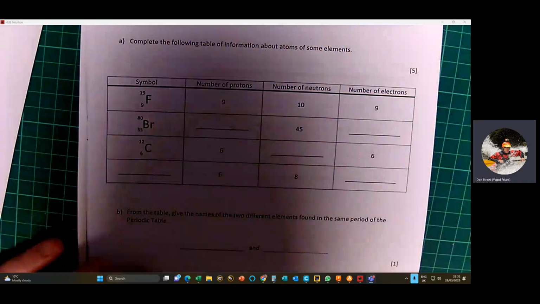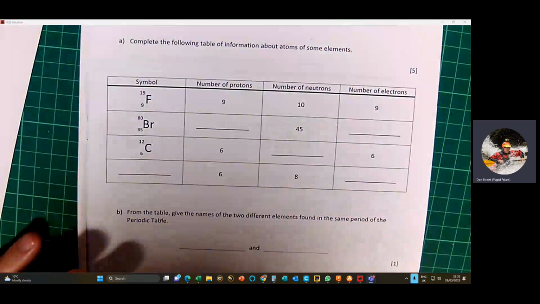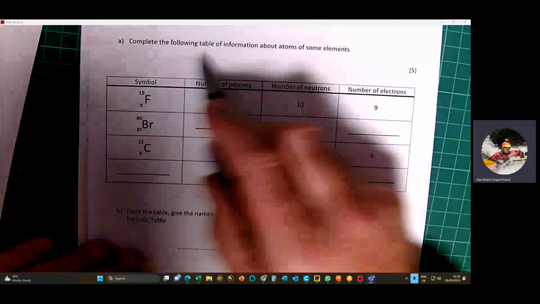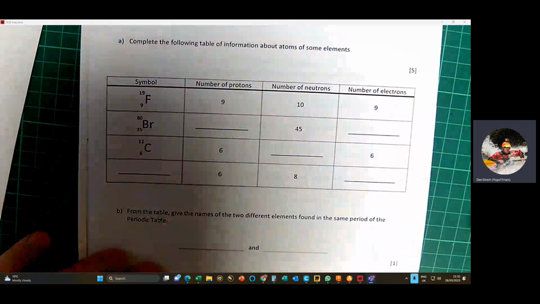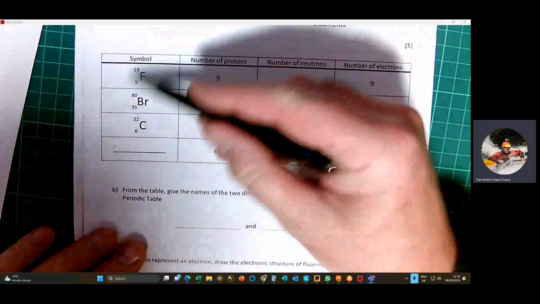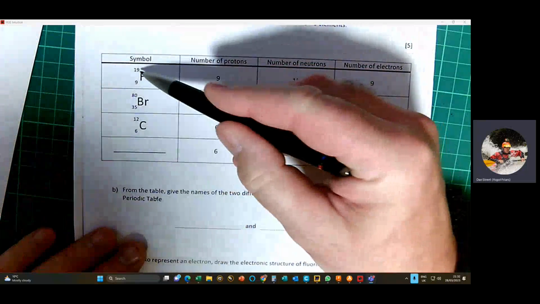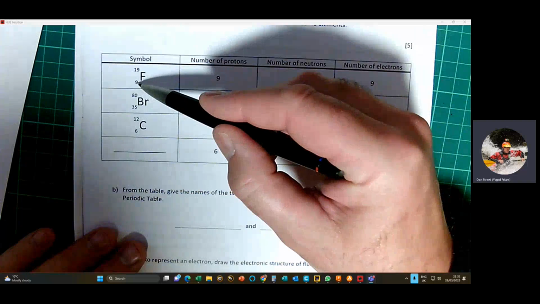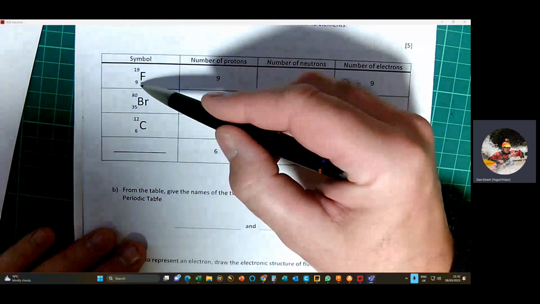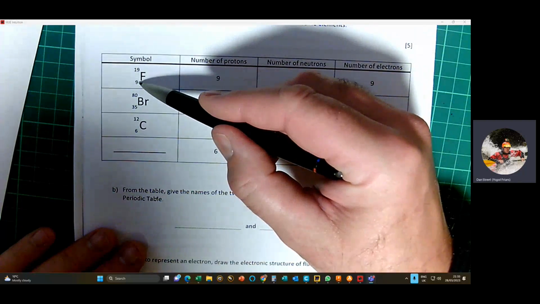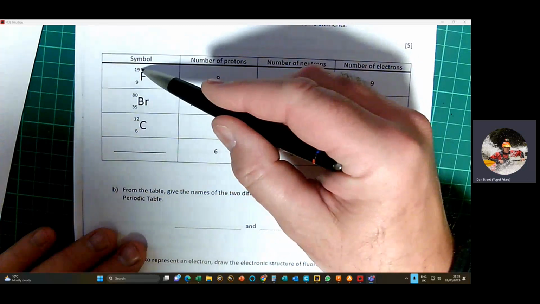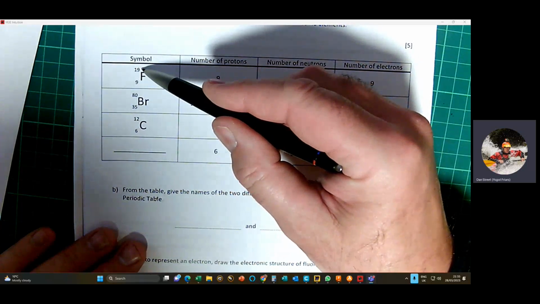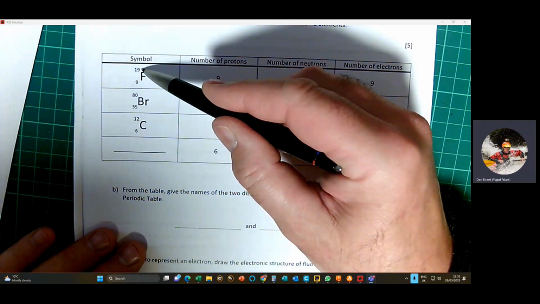Okay, so this is foundation question 3. Complete the following table of information about atoms of some elements. We've got the full symbol from the periodic table, including the atomic mass and the atomic number. The atomic number tells us how many protons there are, and also in an atom, how many electrons there are. And the atomic mass tells us the number of protons and neutrons. If you take that number away from this number, we get the number of neutrons.